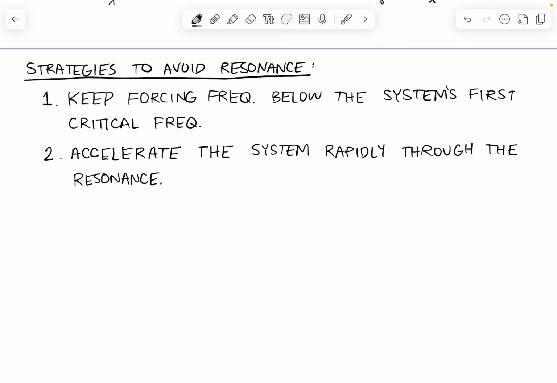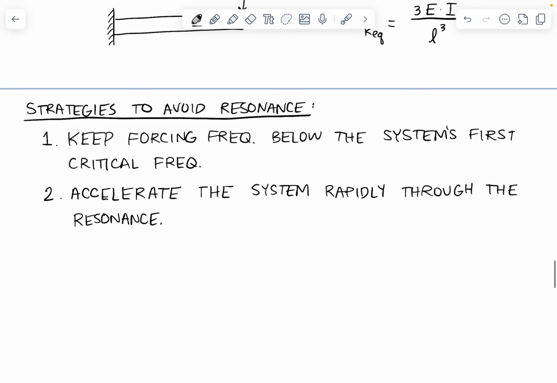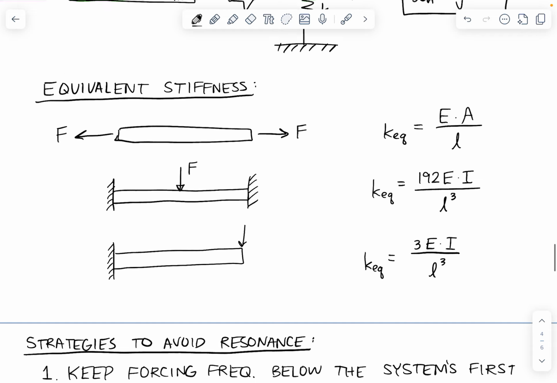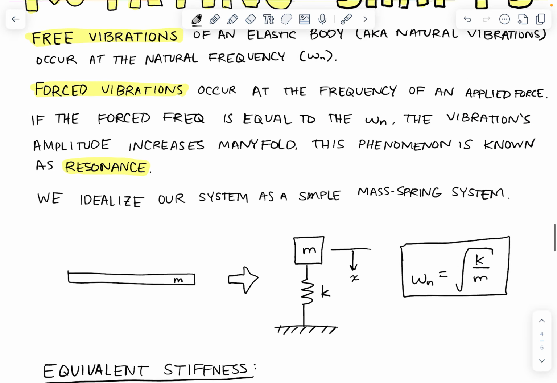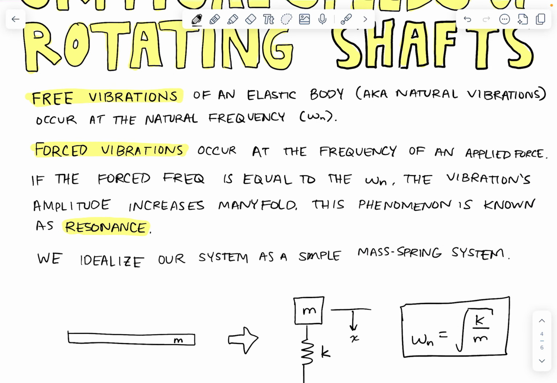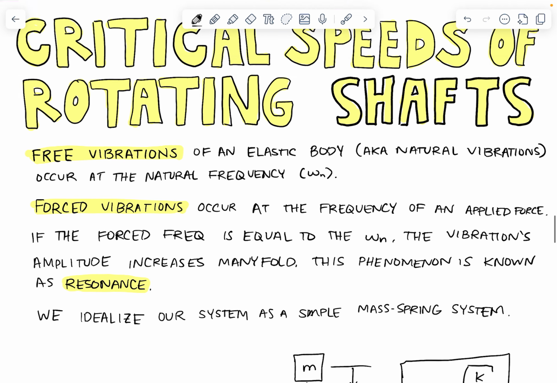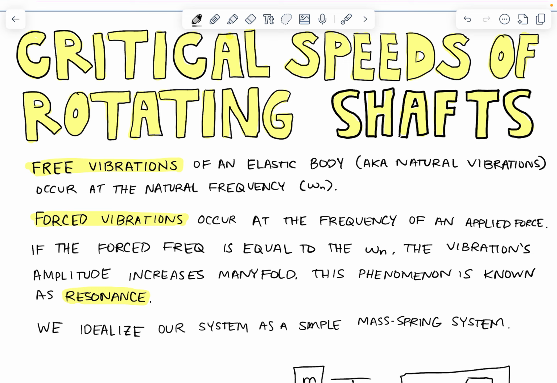That's all that we're going to discuss regarding the critical speeds of rotating shafts. In the next video, we'll start talking about some mechanisms that are commonly used to attach shafts to hubs of many different components.